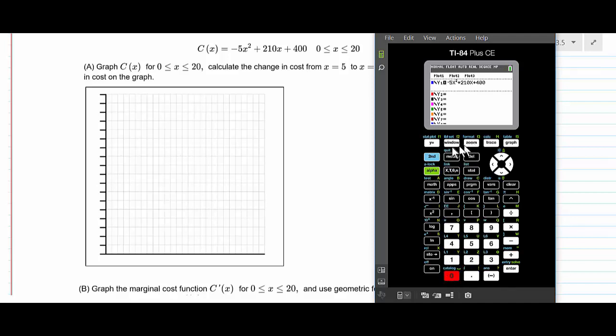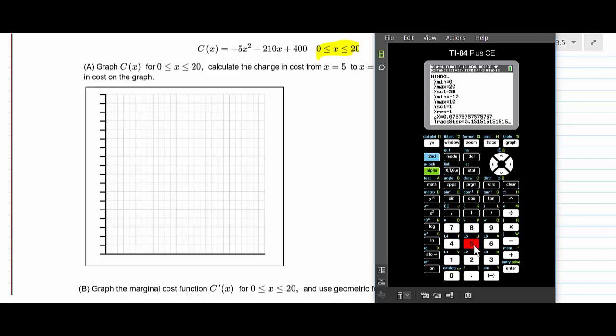Now let's think about the window. If you read the problem, what would be a good way to scale the x? I mean, what's x going to go from? 0 to 20. I gave that to you. Generally, that's the domain of that function. So let's go 0 to 20, and scale by whatever you want to. I think I'm just going to scale by 5. You can scale by 1 if you want to.